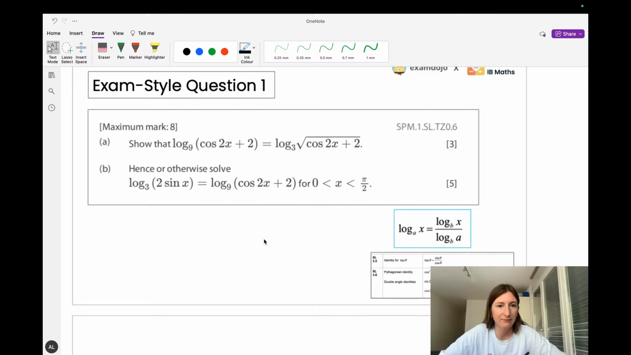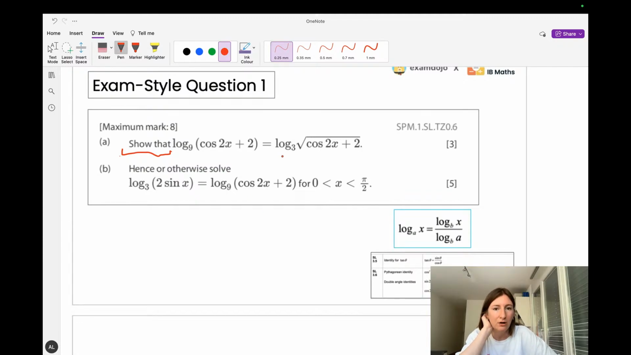Show that. A "show that" question is a very important command term that we need to know how to use. If anything says show that, you can't assume that it's true. So I can't assume that this equals this, and I'm not able to move things across the equal sign, because then I'm assuming it's true, but they haven't said that it's true.